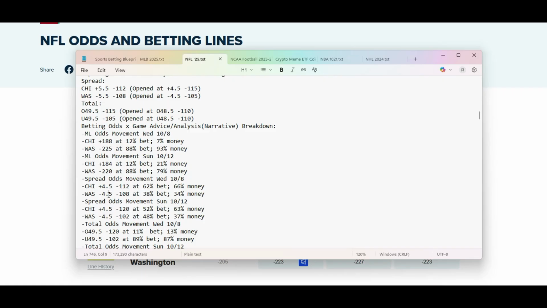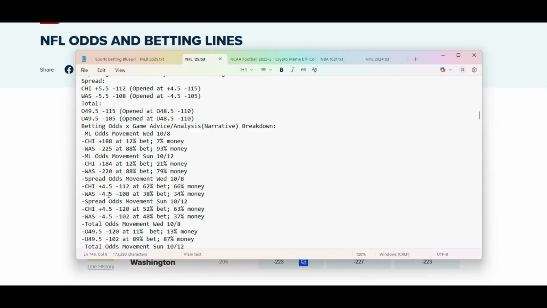That gives Chicago a minus 112 cost and minus 108 cost for Washington. 62% of the betting in favor of the Bears, 38% of the betting in favor of Washington, 66% of the money in favor of Chicago, 34% of the money in favor of Washington. Spread movement Sunday, 10-12.